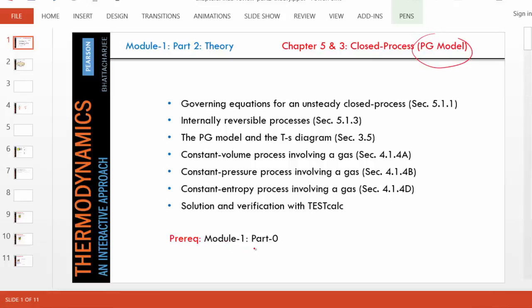The prereq for this module is Part 0 of Module 1, where we discuss the governing equations for a generic system. So we'll begin by customizing those equations for a closed process and go over the meaning of internally reversible process, the PG model, and various constant processes. Finally, on a separate section, we're going to do a complete manual solution, and verify that using TestCalc.